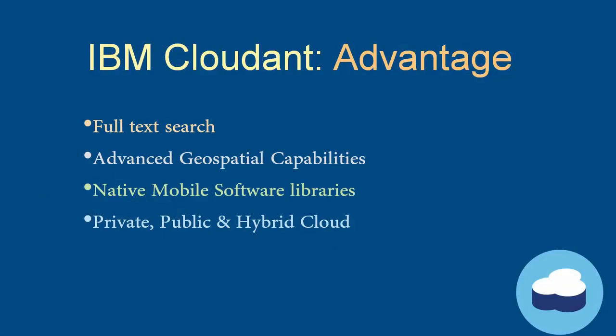Cloudant has different advantages. It has full text search. You can search complete text along with searching of the keywords separately. You have advanced geospatial capabilities. You can leverage the functionalities of a map, the world map, an aerial map, anything like that. It supports native mobile software libraries for Android, iOS, BlackBerry, and others. It supports private, public, and hybrid cloud. It could be implemented in all three scenarios with a combination of other services with integration of those.